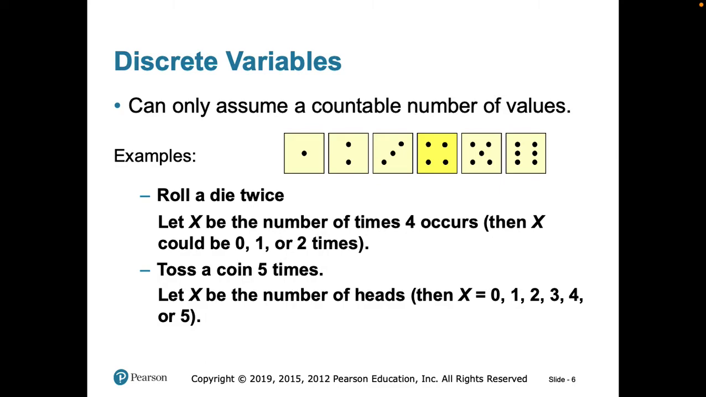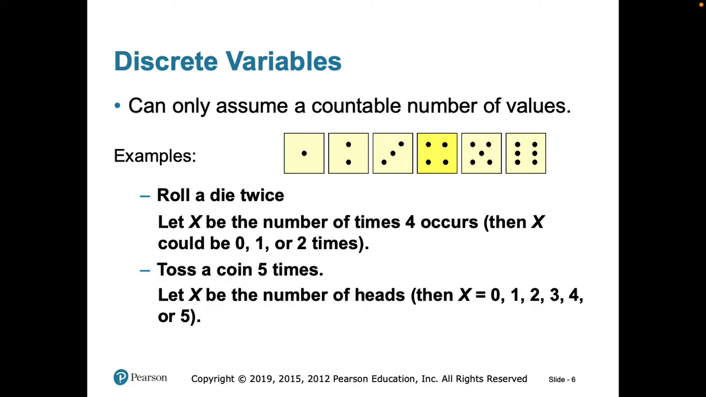Okay, discrete variables, right? We know they can only assume a countable number of values. So, for example, let's say you have a die and you roll the die 2 times, right? How many of those times can you get the number 4? So the possibilities will be 0, right? You roll it twice and you get different numbers but 4. Or you can get it 1 time or even 2 times. So your possibilities in this case will be 3. You have 3 different possible outcomes once you roll the die twice.